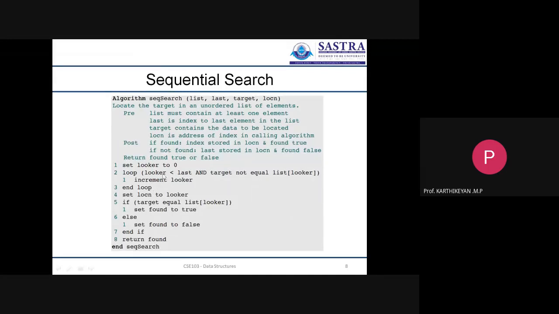If the looker value is more than last, what is the meaning? The target value is not available in the list. So that condition we are checking here. If the target is in the list of looker, then set found equal to true, else set found equal to false. So this is the algorithm for the sequential search.